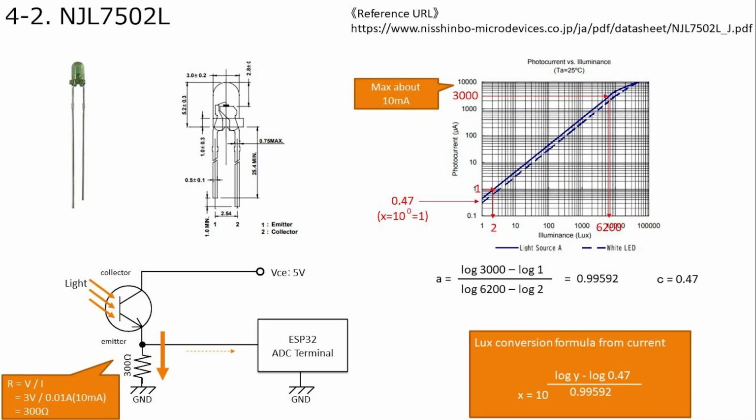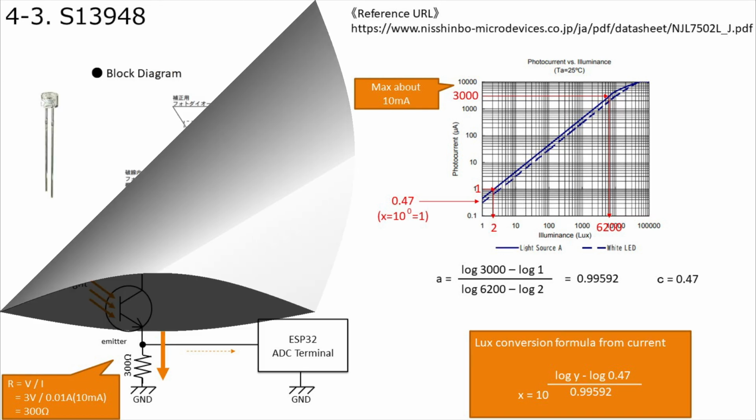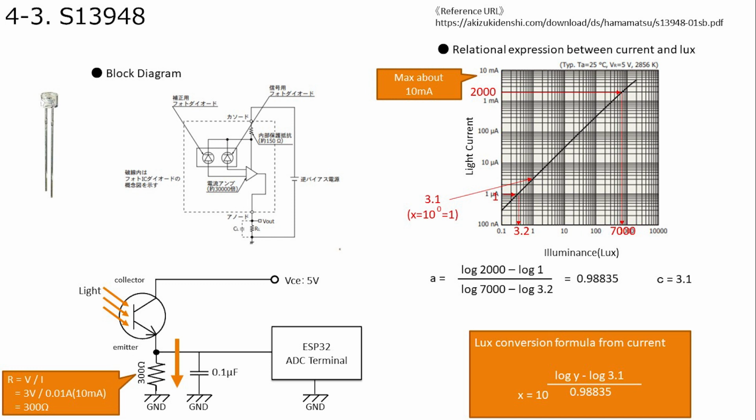Move on. It becomes NJL7502. This can also be used in the same way as the previous sensor, and although the numerical values are different, the content is exactly the same, so the explanation is omitted. Move on. It becomes S13948. Although it is a photo IC diode, it can be used in the same way as the previous sensor. The datasheet recommends connecting a capacitor as a low-pass filter to eliminate high-frequency noise, so I used it.